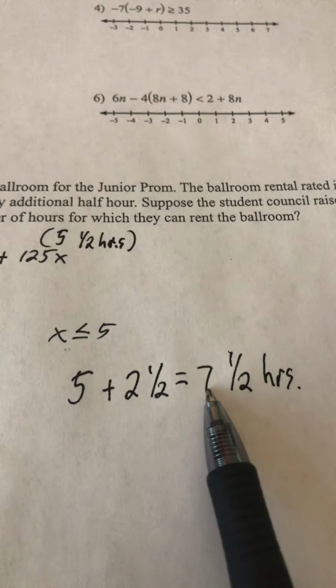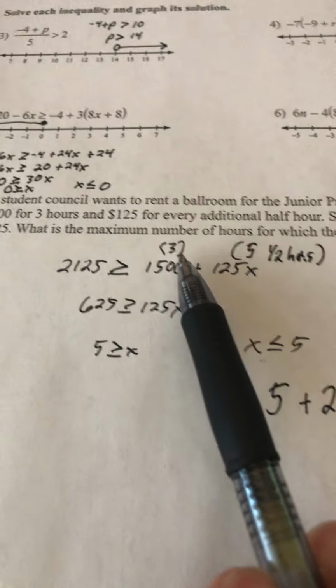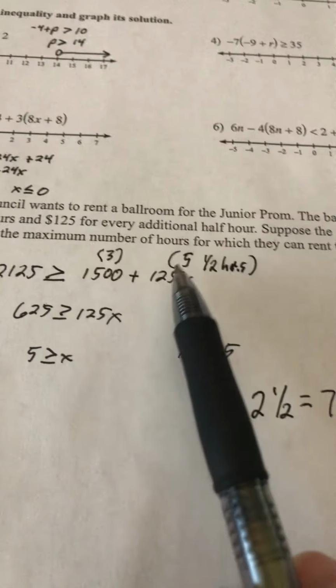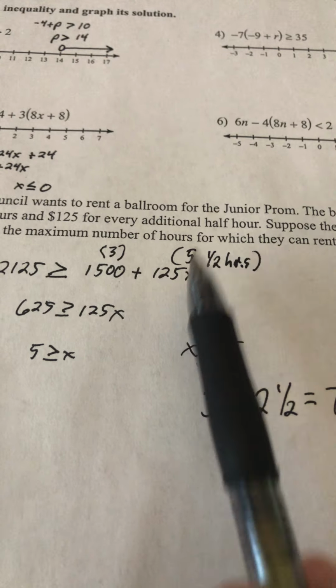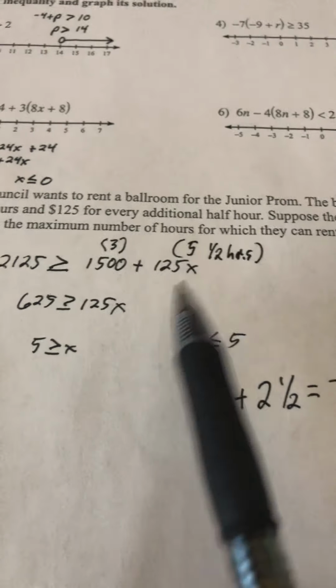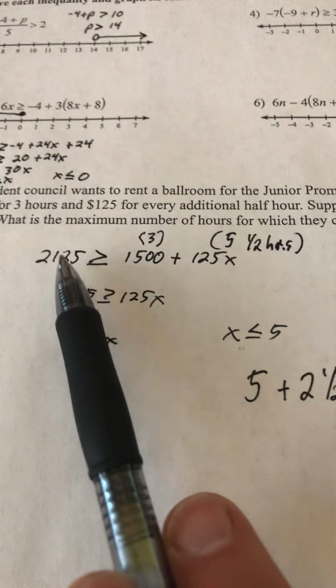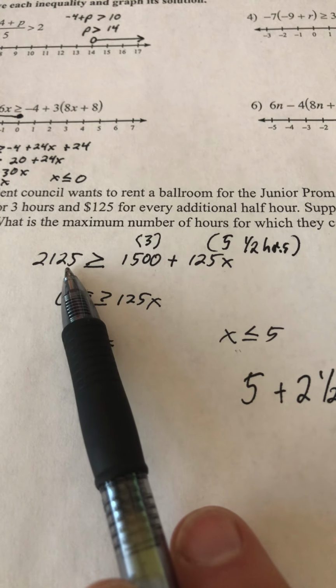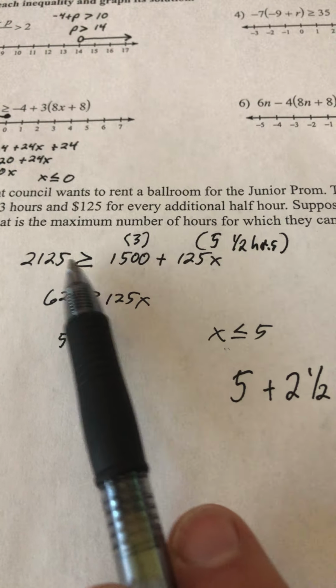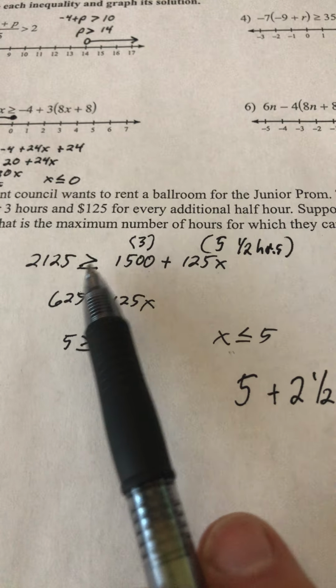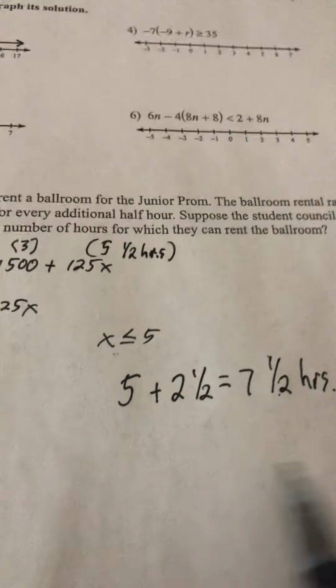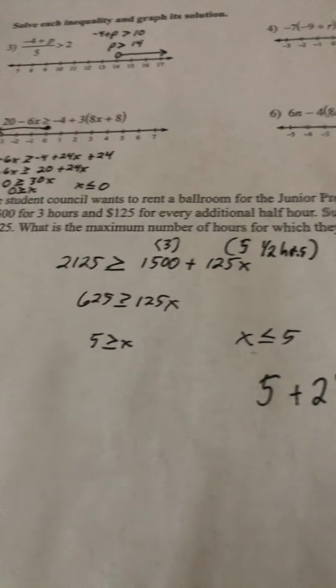Well, 7.5 hours, because they'll pay for that first 3 hours. They got that. And then for 5 additional half hours, they could have that, 125 times 5. It ends up equaling exactly the $2,125. Okay, and they could equal it or anything less than it, right? That's all they have the money for. So 7.5 hours ends up being your answer.